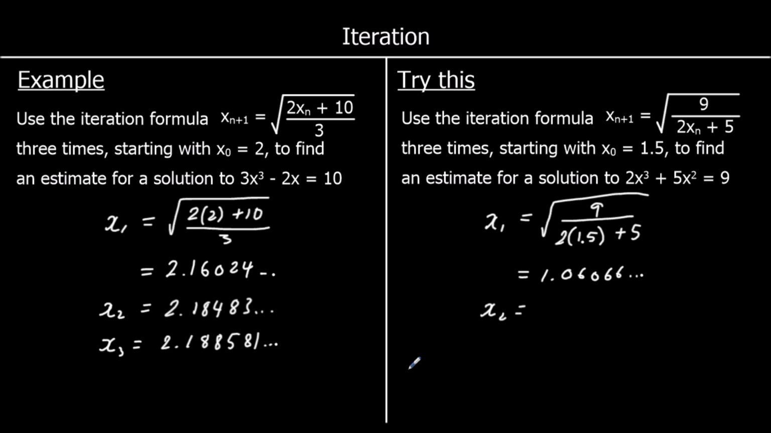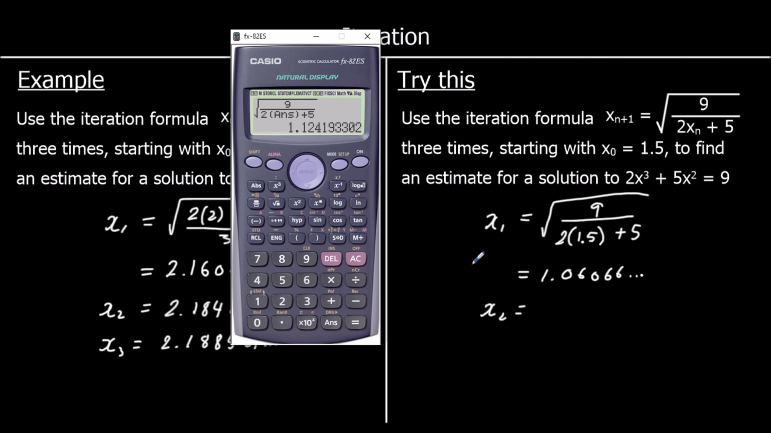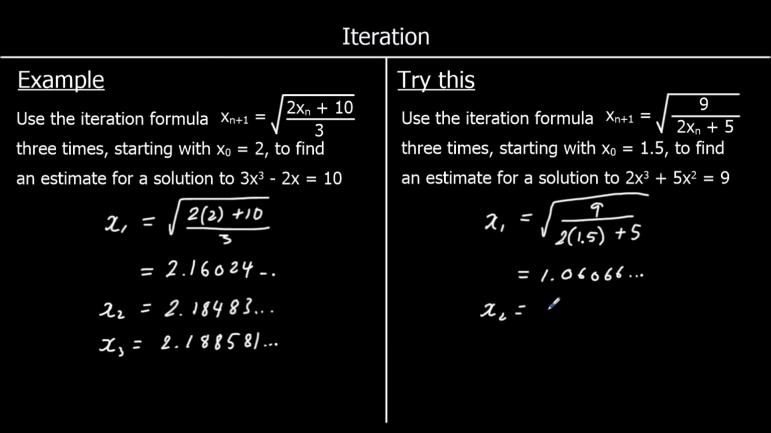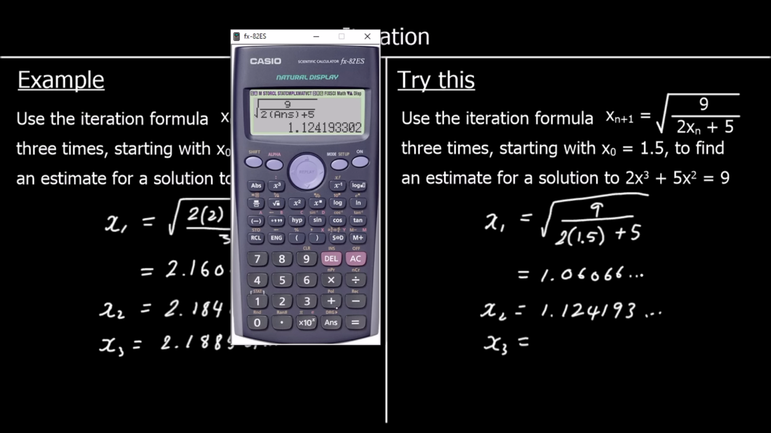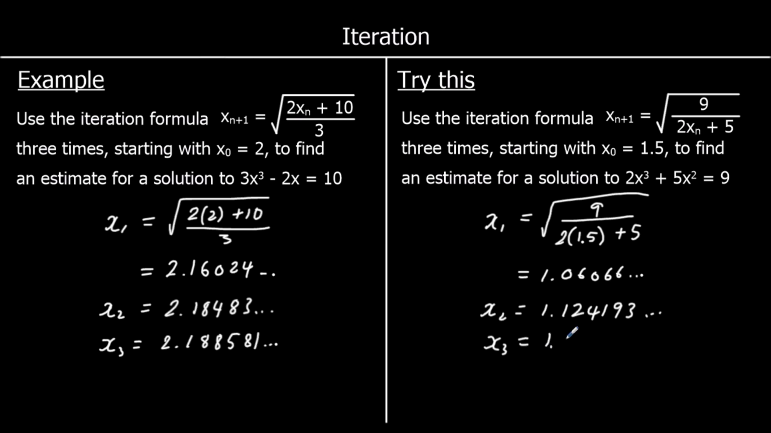We're going to press equals again for x2, 1.12419 and so on. And press equals one more time for the third one, 1.11429 and so on. And there we have 3 times, so increasingly accurate answers for the equation.